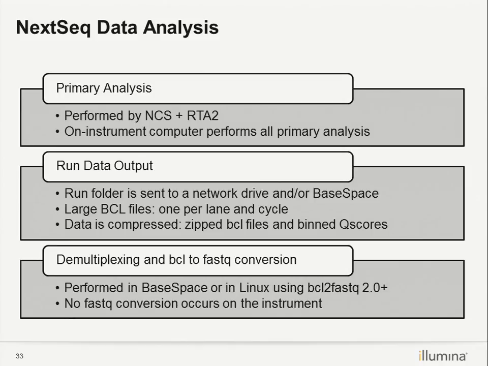And for the multiplexing, you can use the BCL to FASTQ version 2 software. Again, that is not the on-instrument FASTQ version. You need this software with a Linux supported computer, or you can connect to BaseSpace for the multiplexing.